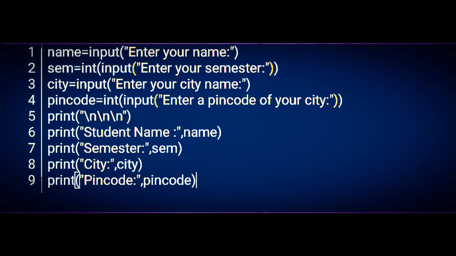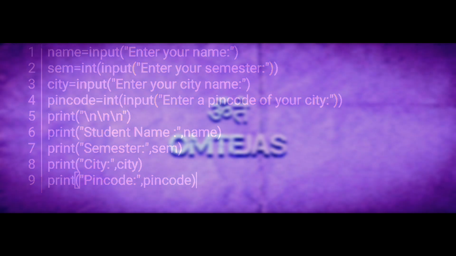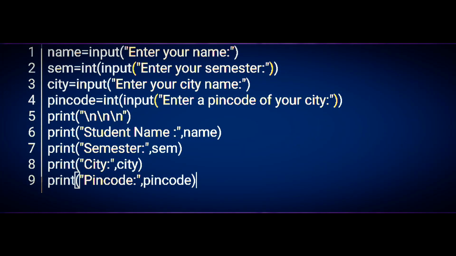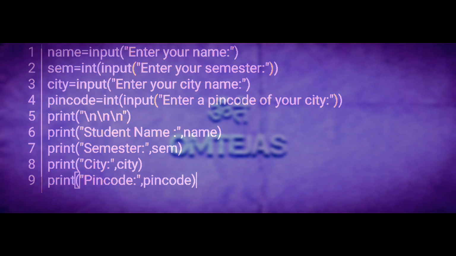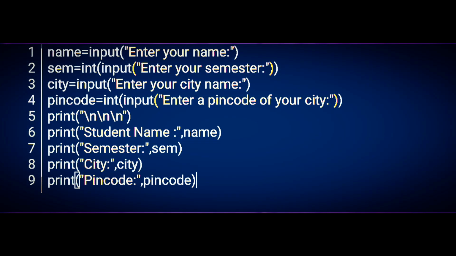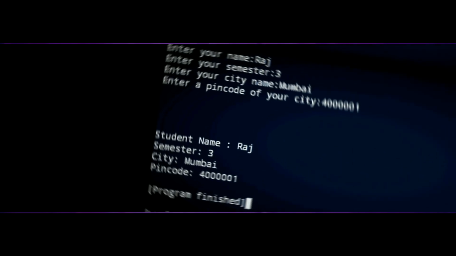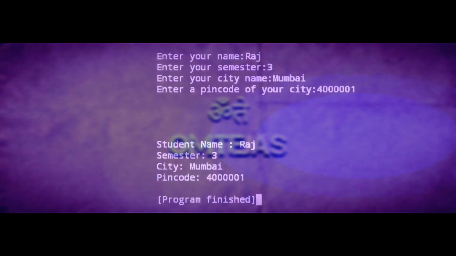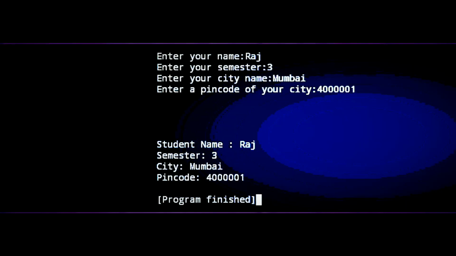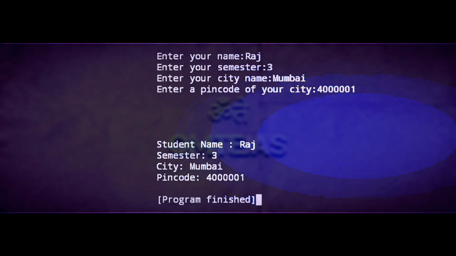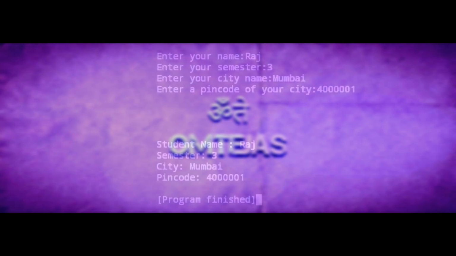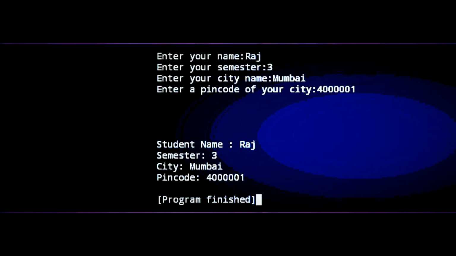Step 3. Printing user information. Now let's print out this collected information. We're going to display the user's name, semester, city, and PIN code on the screen. Example, program output. When we run the program, it will output: Python student name, Raj; semester, 3; city, Mumbai; PIN code, 4001. And there you have it, a simple Python program that collects and displays a student's information.